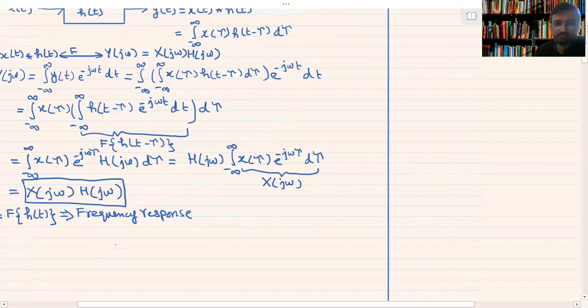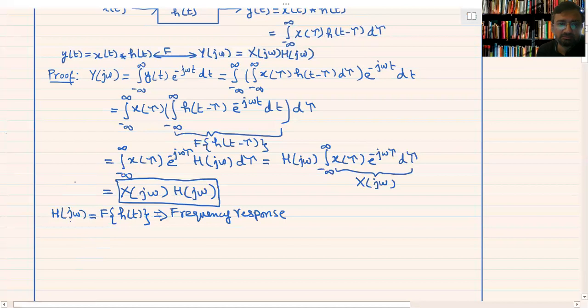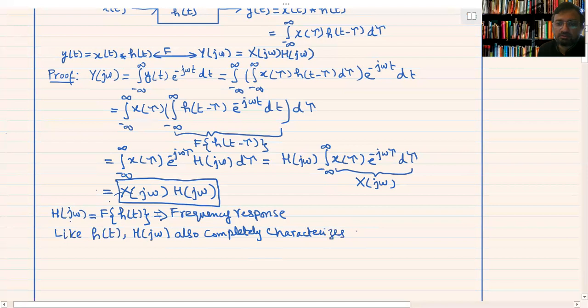And like h(t), since h(t) completely characterizes an LTI system, so does H(jω). So let me write it over here: like h(t), H(jω) also completely characterizes an LTI system. And moreover, many of the properties of LTI systems that we have seen before can be conveniently interpreted in terms of the frequency response and this convolution property.